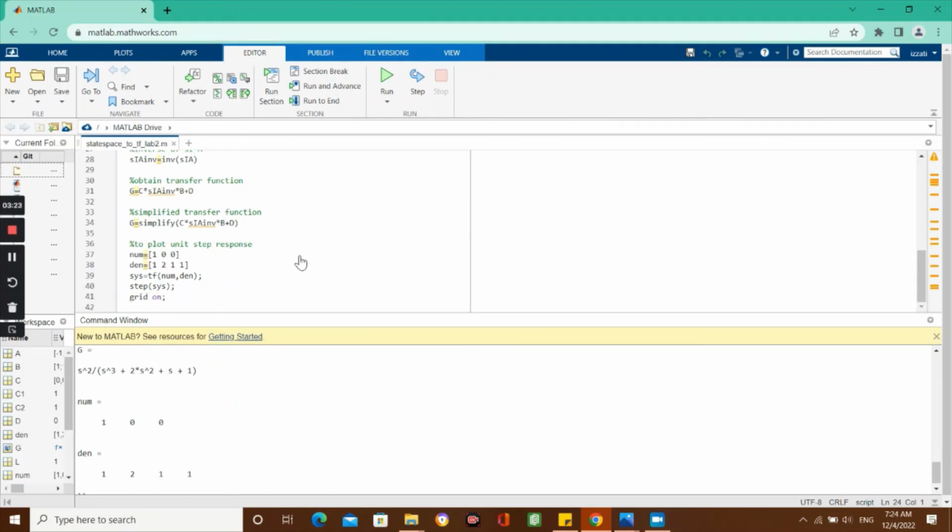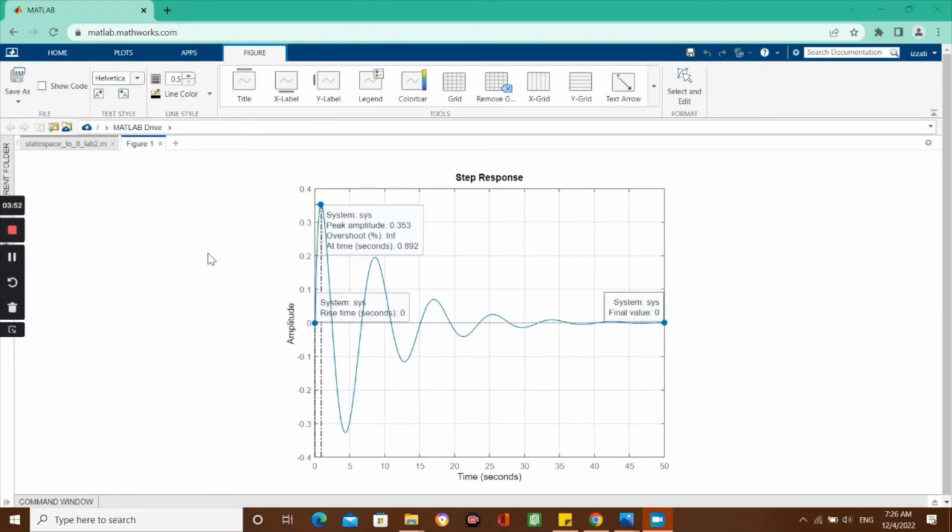To plot the unit step response, first we declare the numerator and the denominator, and then we use the command sys equal to tf bracket num comma den. Because we want to get the transfer function from the numerator and denominator that we have declared before, we then use the command step bracket sys to plot the unit step response. This is the output of the unit step response.